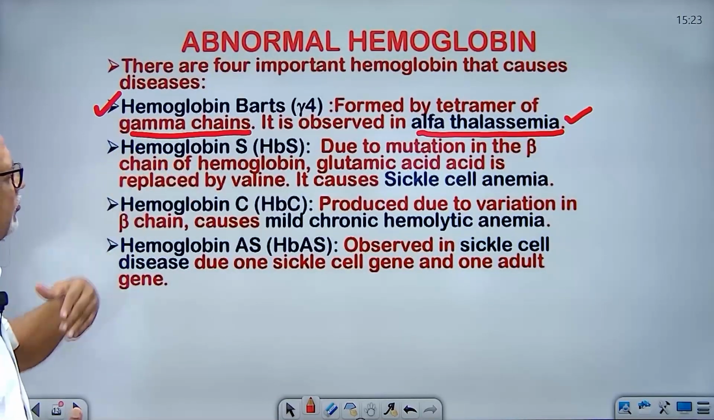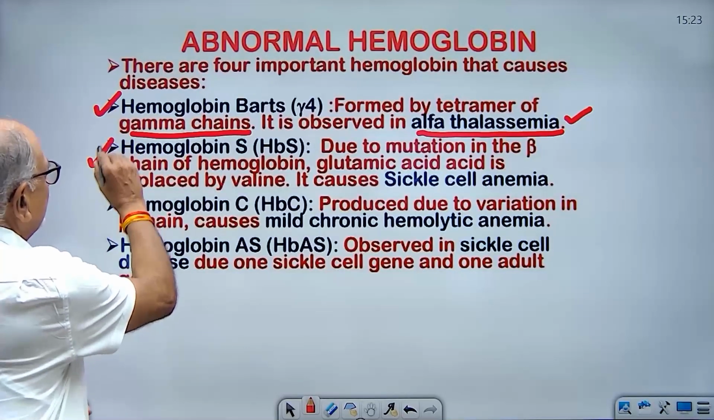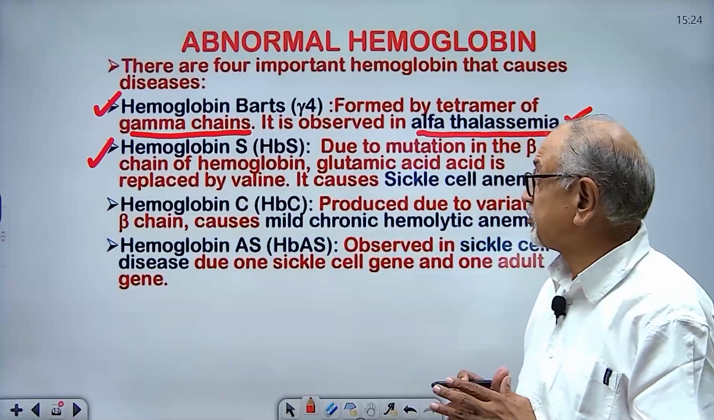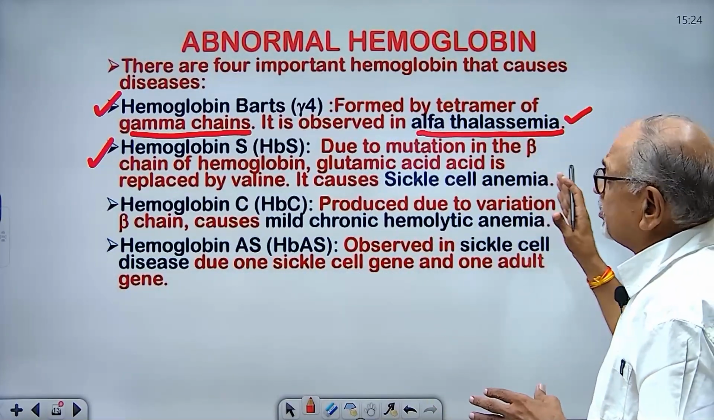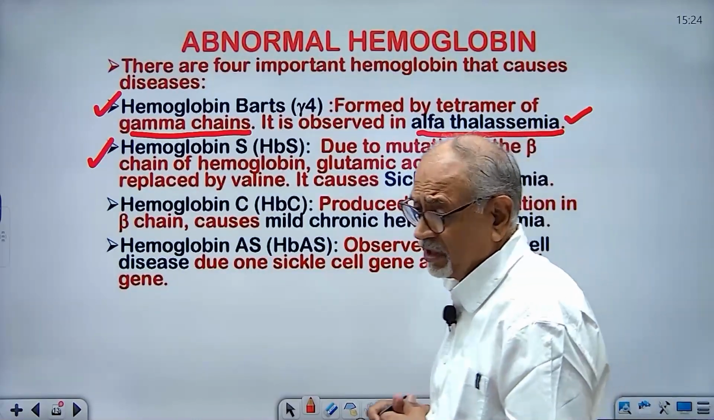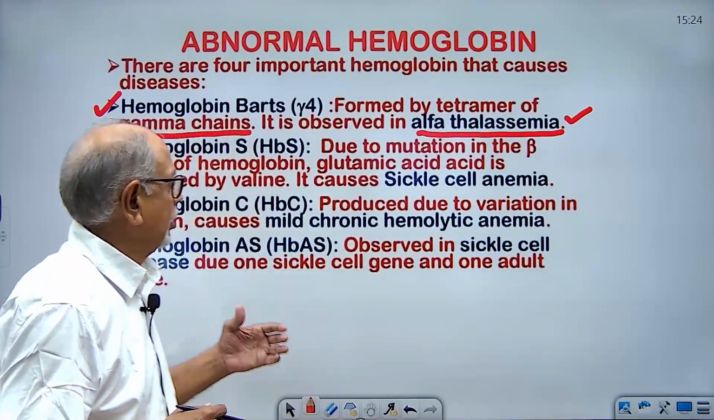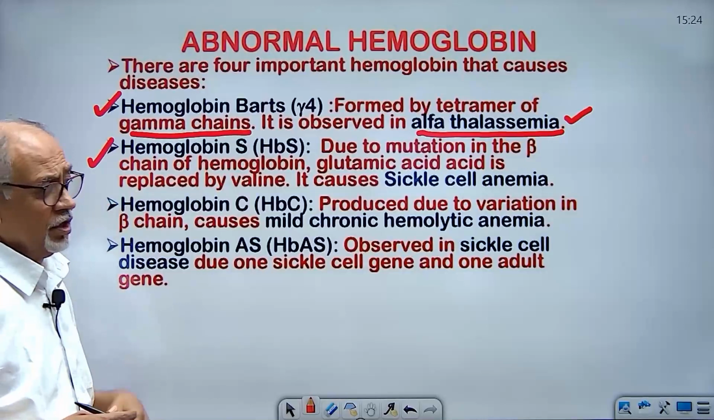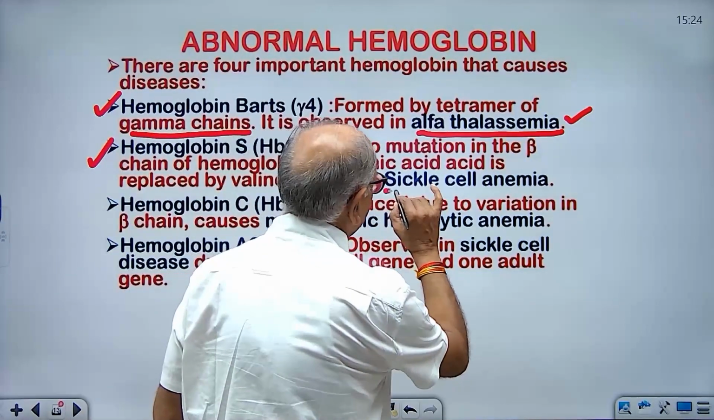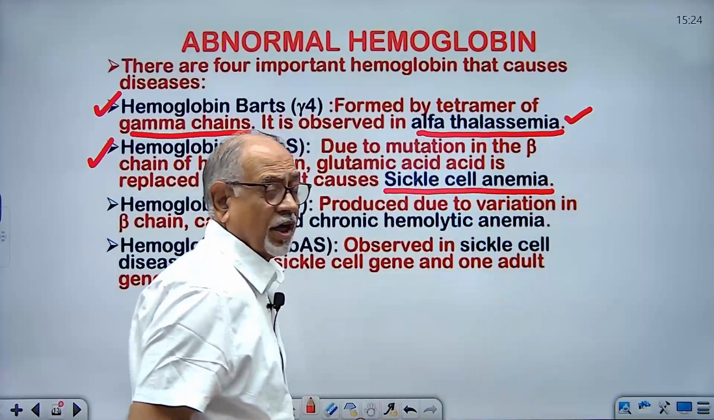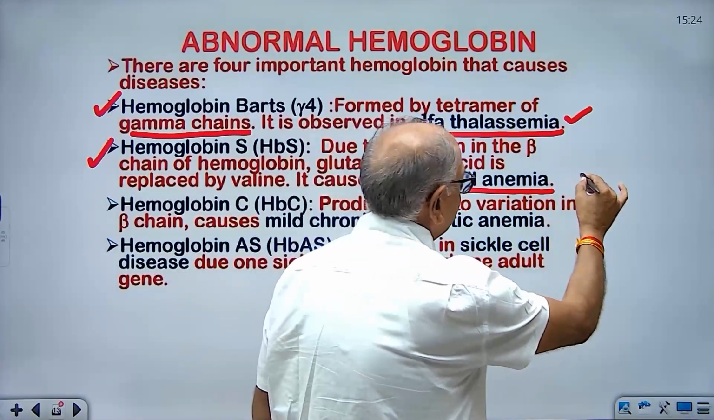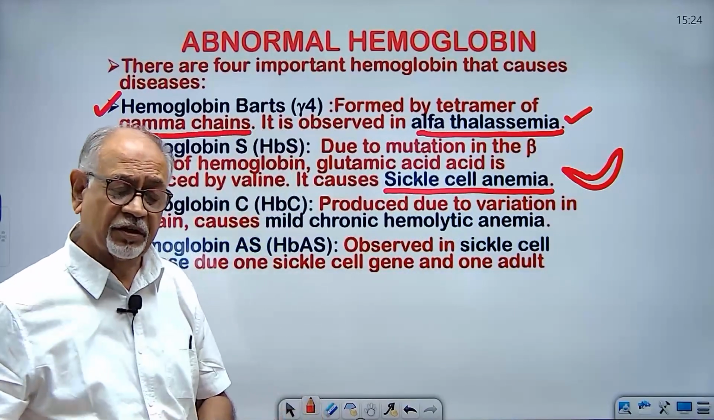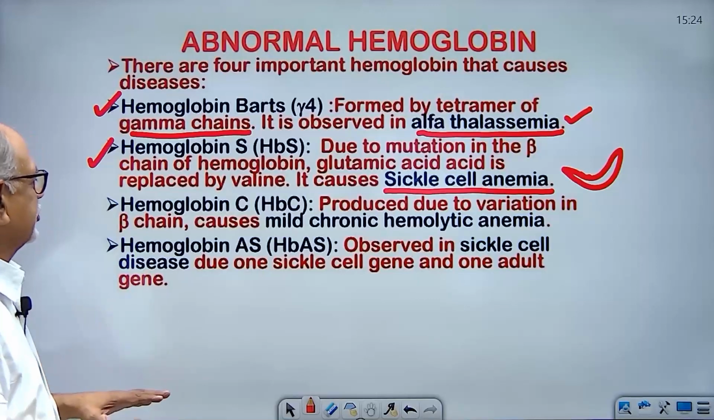Then the second type of abnormal hemoglobin is hemoglobin S, shortly called HbS. It is due to a mutation in the beta chain of hemoglobin. The glutamic acid is replaced by valine. Now, this disease is called sickle cell anemia. As you know, the RBCs become sickle shaped and their hemoglobin becomes defective.